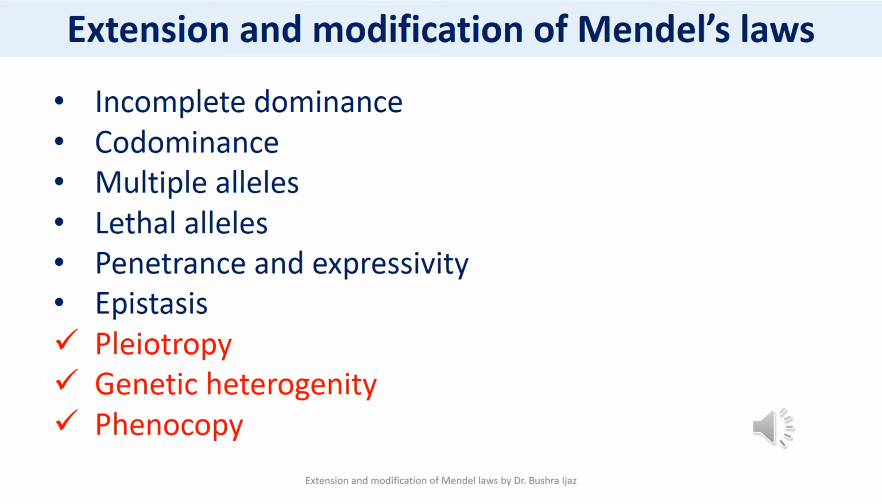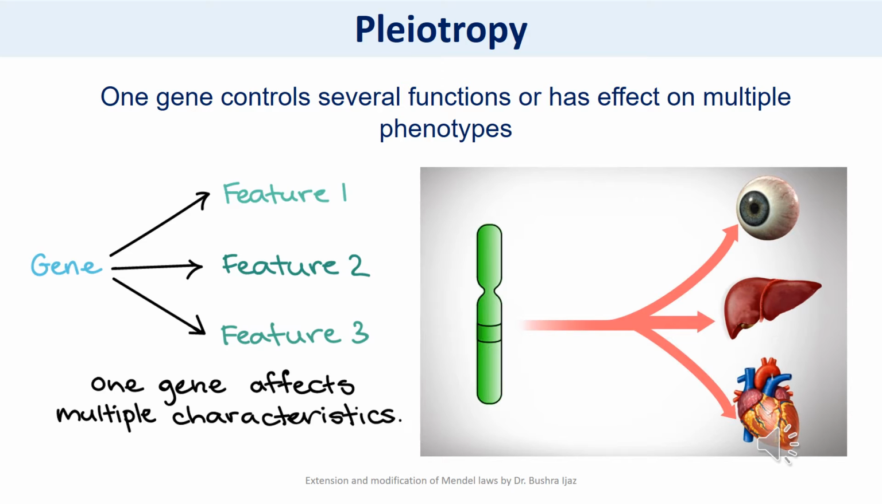In the previous two lectures on the extension and modifications of Mendel's laws, we have covered the phenomena of incomplete dominance, codominance, multiple alleles, lethal alleles, penetrance and expressivity, and epistasis. In this last series of lecture, we are going to study about pleiotropy, genetic heterogeneity, and phenocopy. Let's get started. First of all, we have the phenomena of pleiotropy.